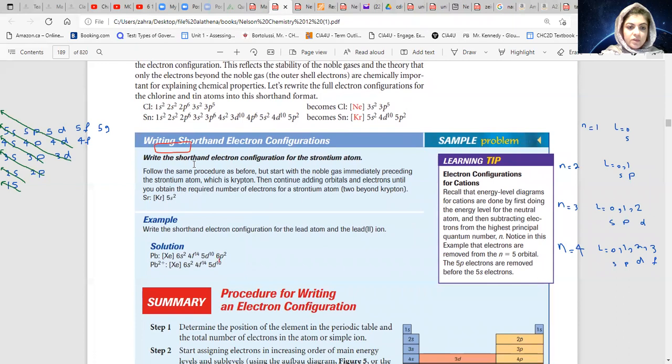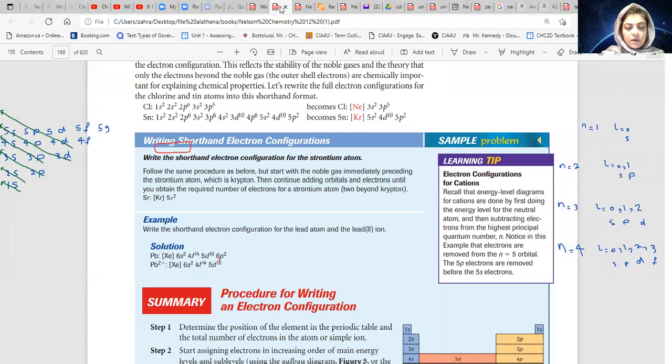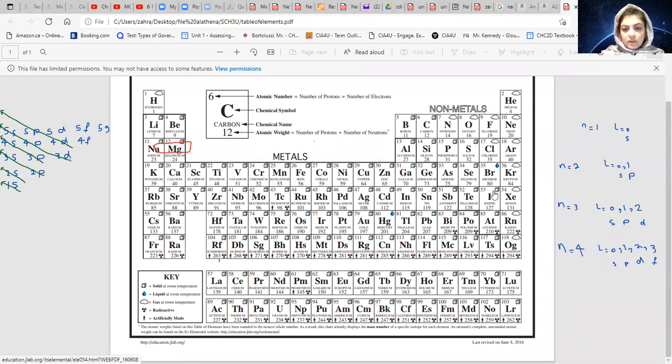Okay, this is the question. Write the shorthand electron configuration for the strontium atom. So for Sr, let's just do that. Where's the Sr? Okay, let's make it easier. I'm just going back. Sr should be somewhere. Oh, here. This is Sr.